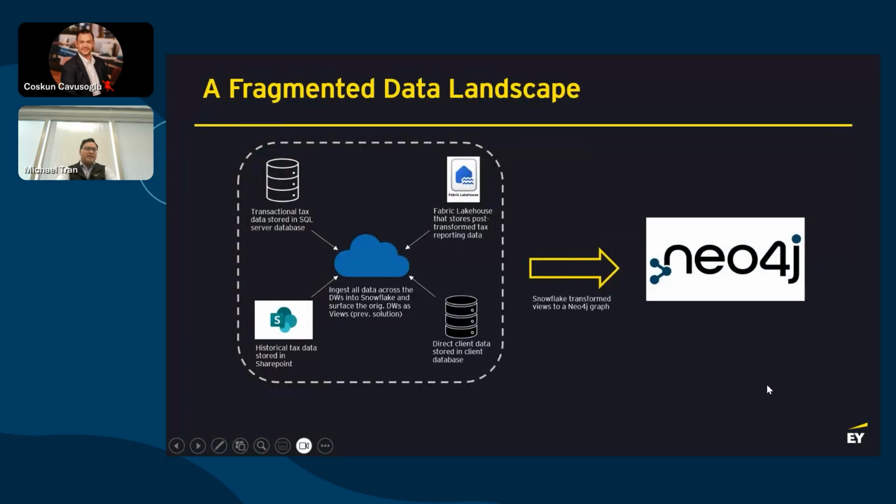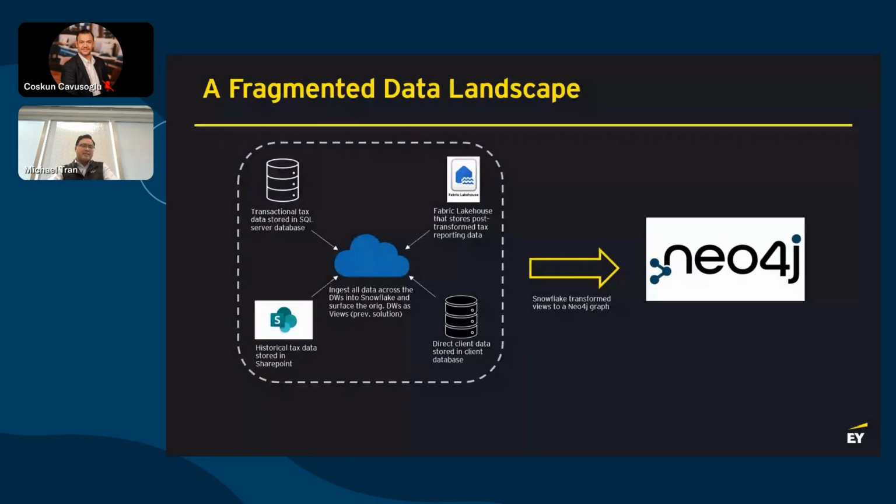So, here's just a quick little picture of the problem that we just discussed, right? We'll have data in different databases across many different locations. Some of it at the client, some of it at maybe a third party that the client contracts with to do certain aspects of their business. Within EY itself, right?